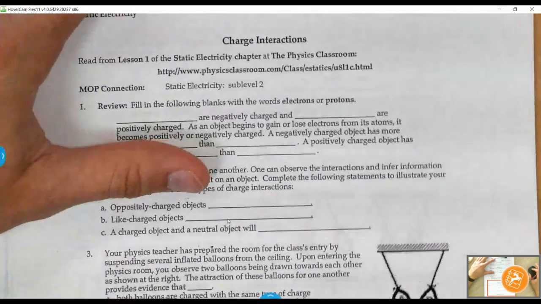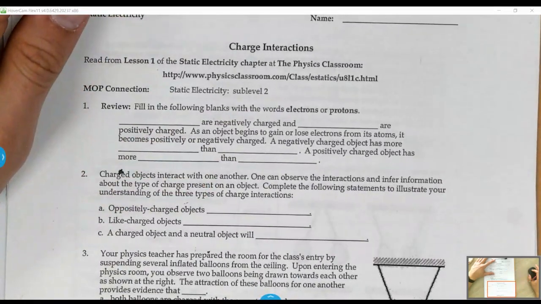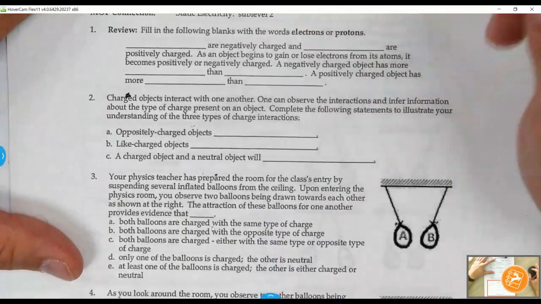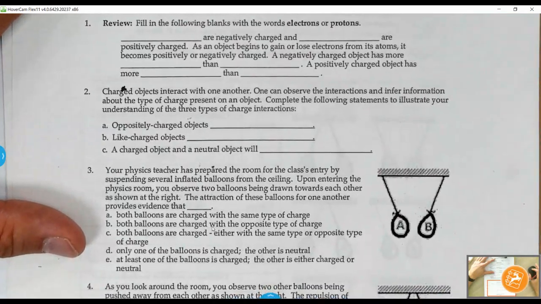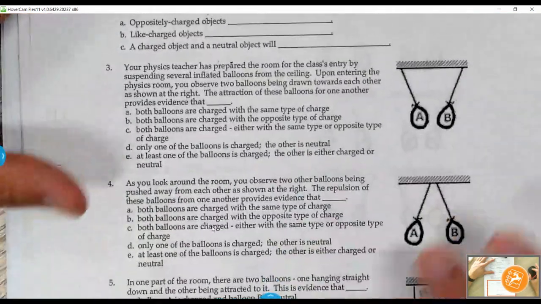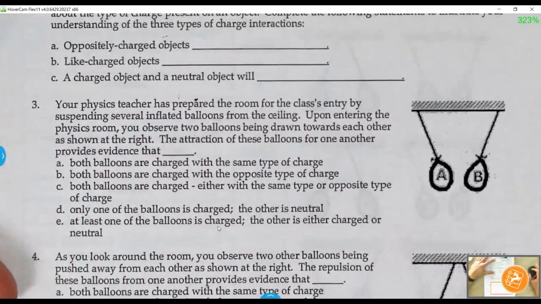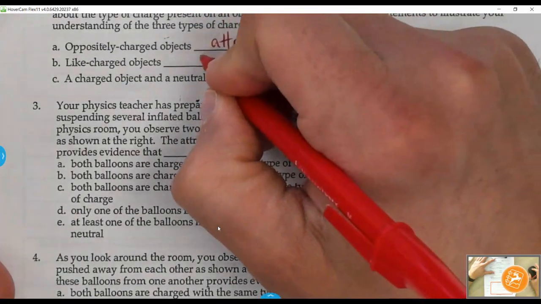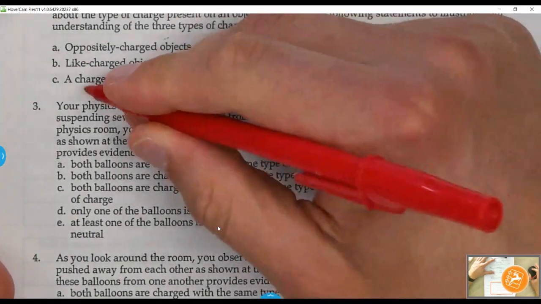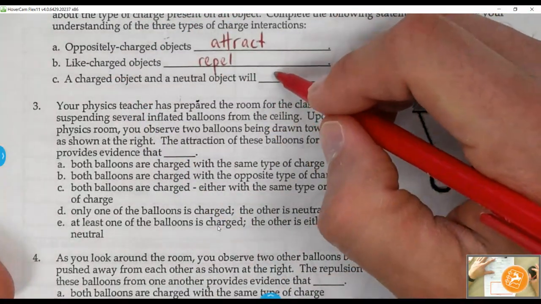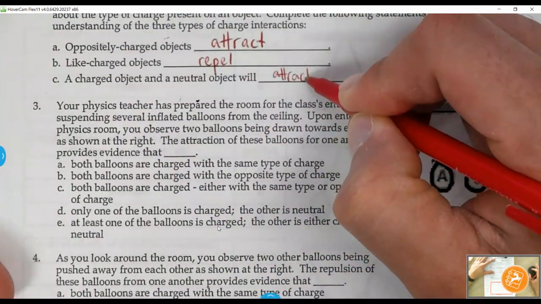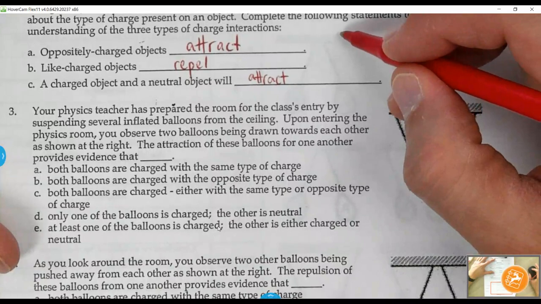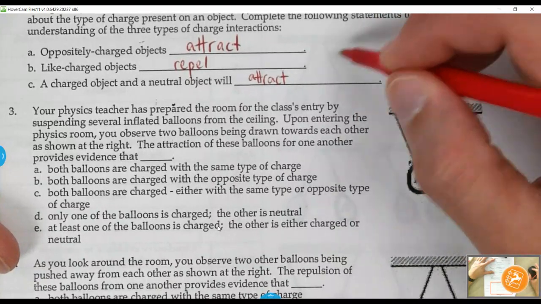So here we have charge interactions. Again with the protons, I'm sorry, electrons. We're not going to freak out about that. Oppositely charged objects: opposites do what? Likes do what? Repel. And a charged object and a neutral object, they will attract. So a neutral object is attracted to either positive or negative.